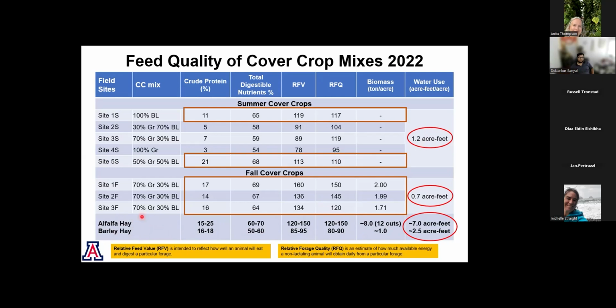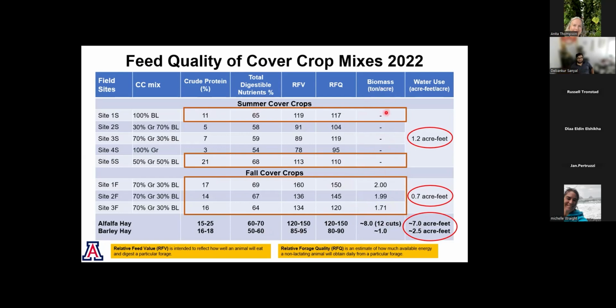So this is the alfalfa and barley hay data for all forage quality: crude protein, total digestible nutrients, relative feed value, and relative forage quality, biomass, water use. Now, for alfalfa, the biomass is a lot higher. This is the average, 8.2 or something this year, last year maybe. There are 11 tons per acre of alfalfa in our state, but it's coming from 12 different cuts. Okay, so the idea is we grow enough biomass.